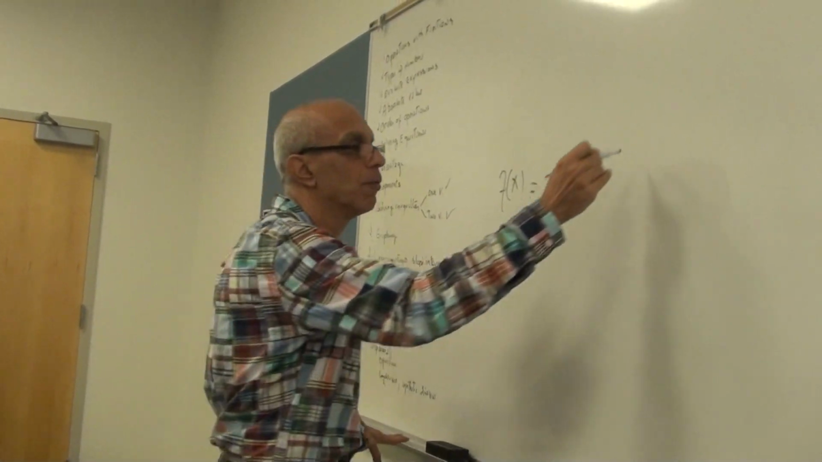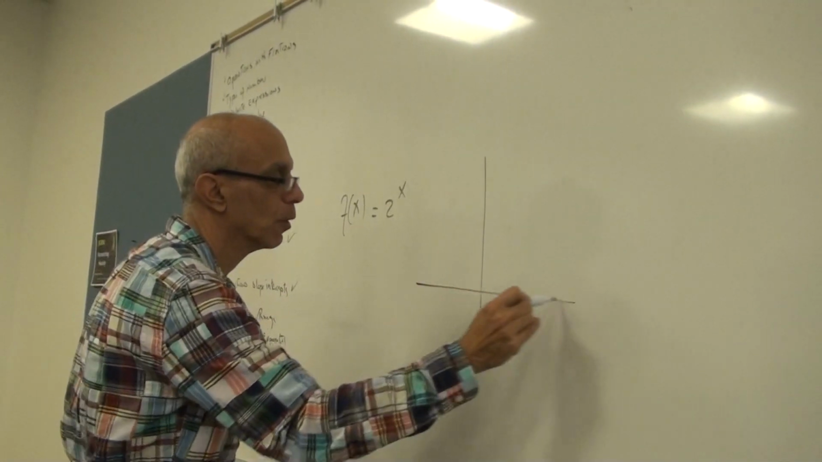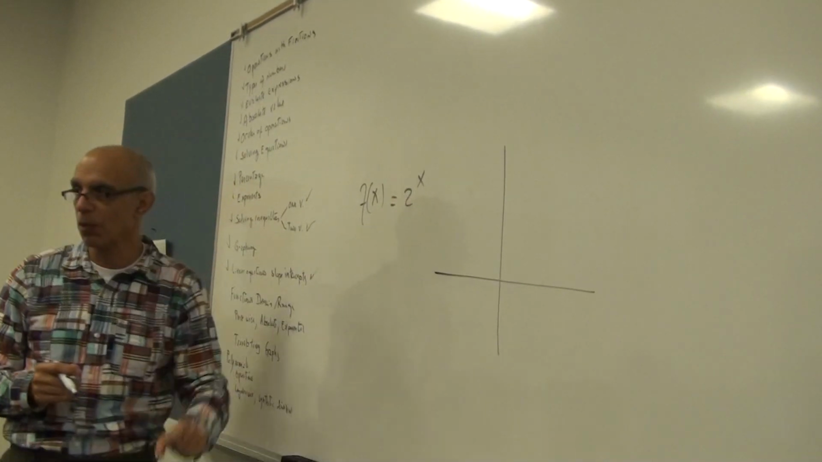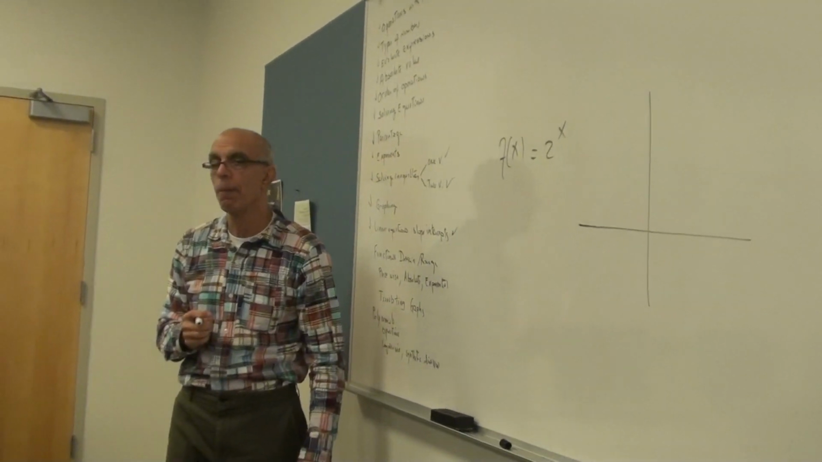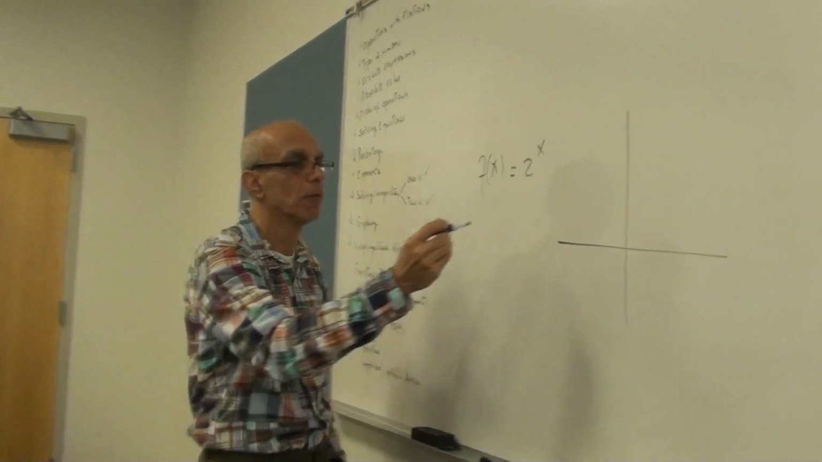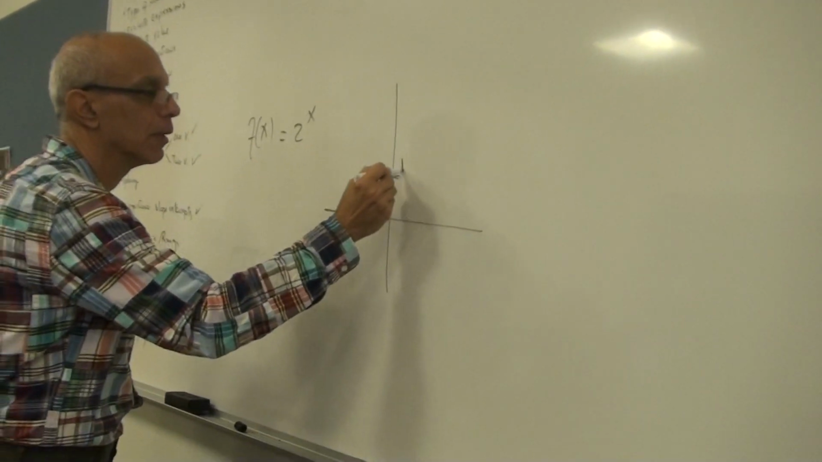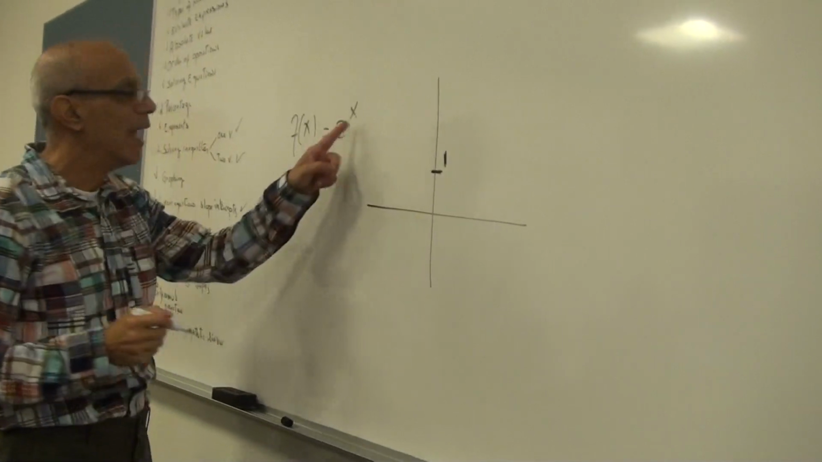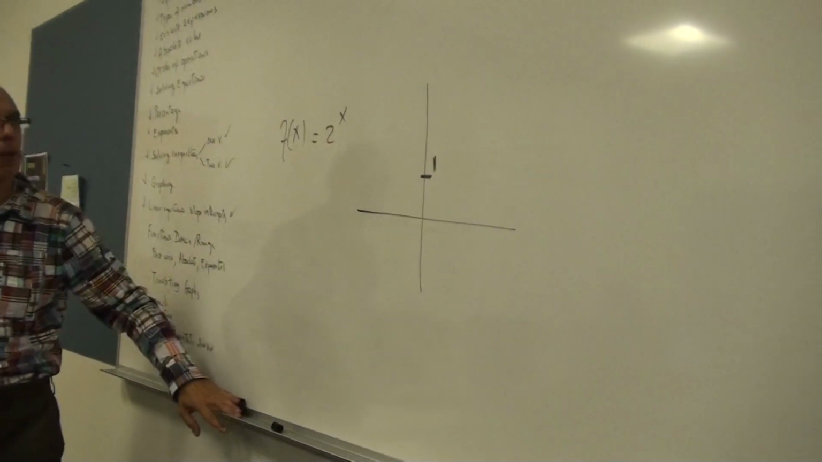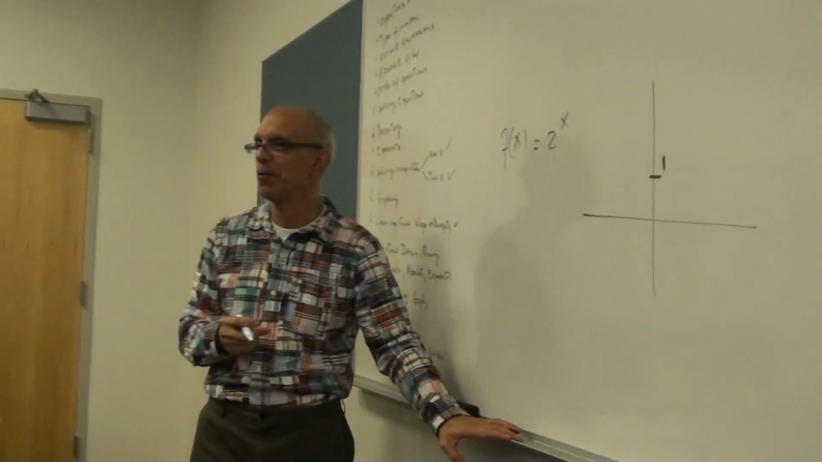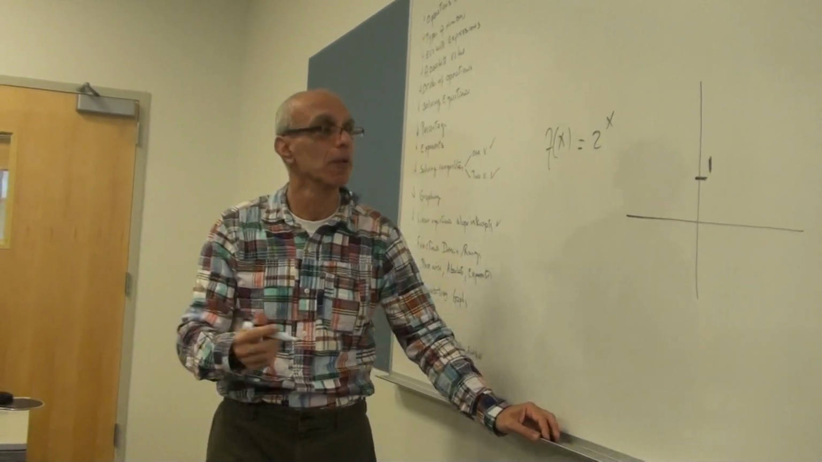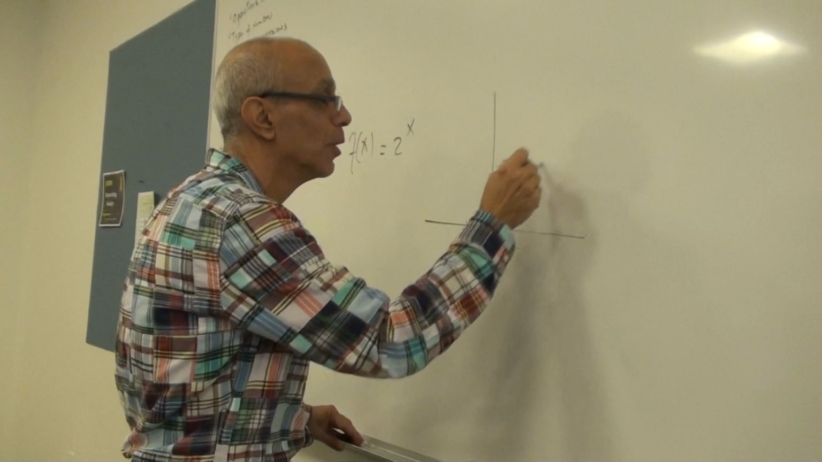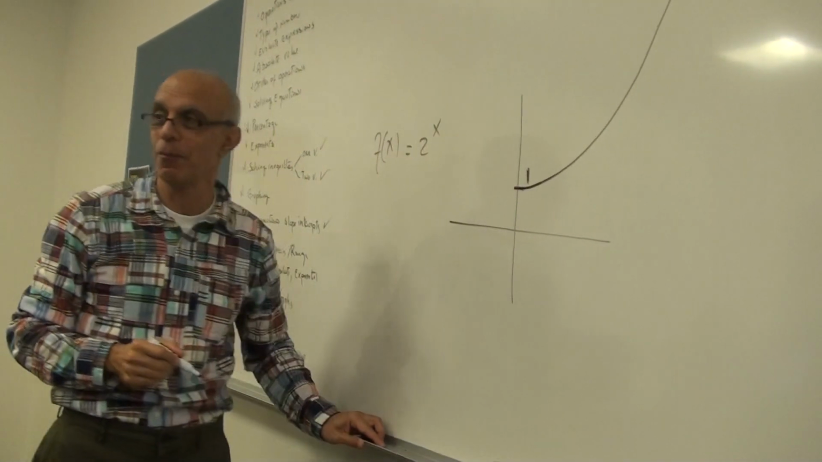An exponential function usually is going to look like this. When x is 0, what is the value of the function? 1. Very good. That's it. 1 here. When x is a very high number, what's going to be the value of the function? A very high number, right? It's going to go something like this.